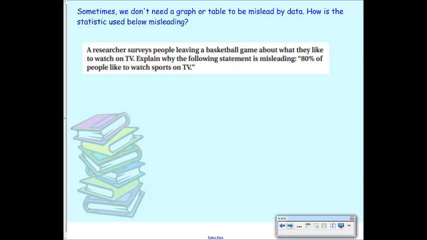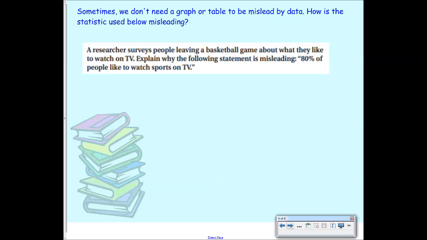Okay, sometimes you don't even need a graph. You can just have data and it can be misleading. So this problem says, a researcher surveys people that are leaving a basketball game about what they like to watch on TV. Explain why the following statement is misleading. 80% of people like to watch sports on TV. Because they're there right now.